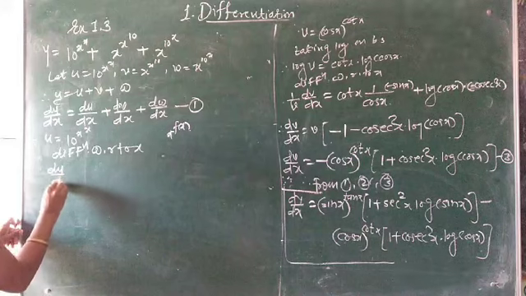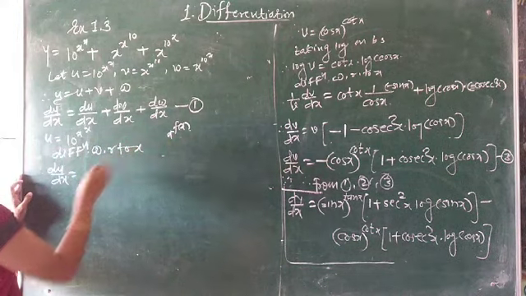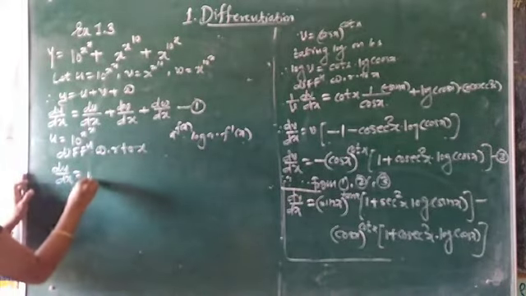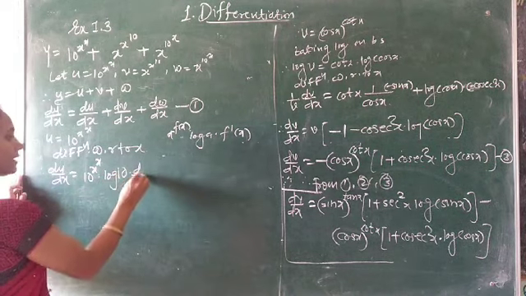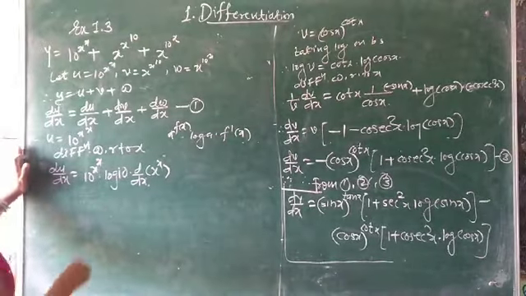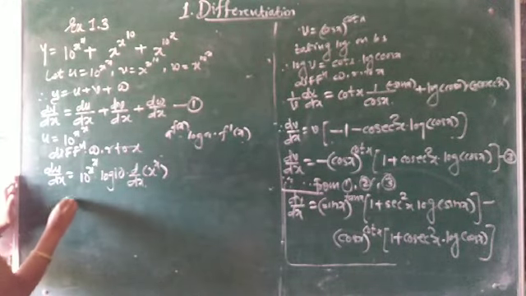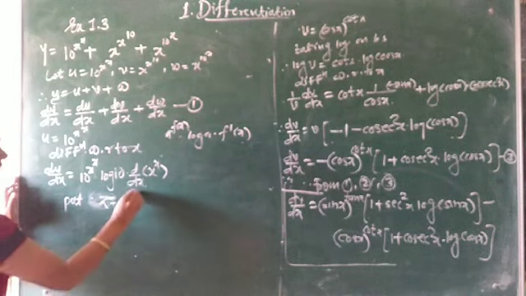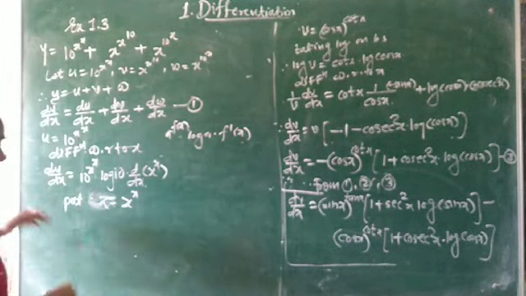Then du upon dx is equal to, what is the derivative of this? a raised to f of x as it is into log a into f dash. So I am writing here 10 raised to x into log 10 into the derivative of the function. What is the function here? x raised to x. Now we have to find the derivative of this x raised to x. Suppose z is equal to x raised to x. Again we can't find the derivative directly, so here we have to take logarithm on both sides.